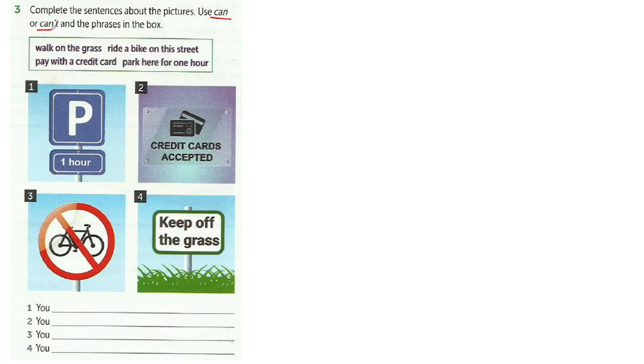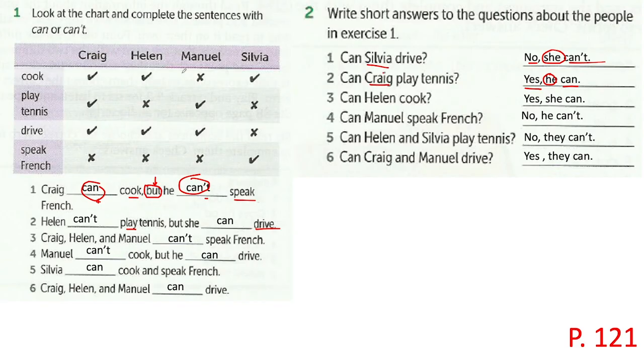So let's look at sign number 1. The sign says letter P of parking, and here we have only 1 hour. So which expression do you think goes with this sign? Park here for 1 hour. If you look at this sign, what do you think you need to use? Can or can't? Think about your answer.